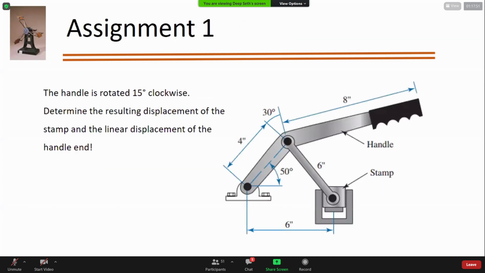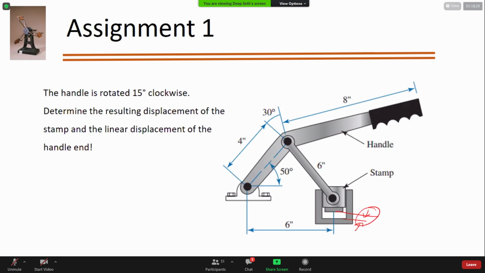Now here you have your assignment. For the slider crank part, the handle you are seeing here is actually a stamping mechanism. The handle is rotated 15 degrees clockwise. Right now this handle is at 50 degrees. The handle will rotate 15 degrees clockwise. Determine the resulting displacement of the stamp, how much displacement you have over here.